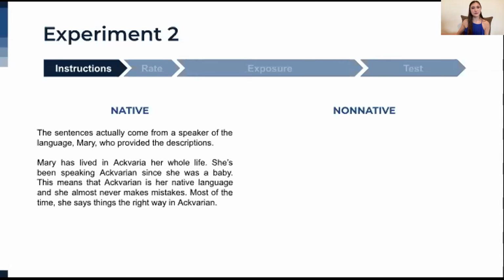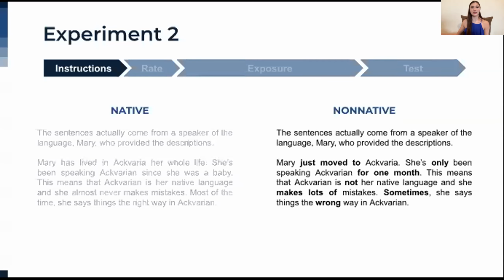In the native condition, participants hear this backstory with the instructions. The sentences actually come from a speaker of the language, Mary, who provided the descriptions. Mary has lived in Octaria her whole life. She's been speaking Octarian since she was a baby. This means that Octarian is her native language and she almost never makes mistakes. Most of the time, she says things the right way in Octarian.